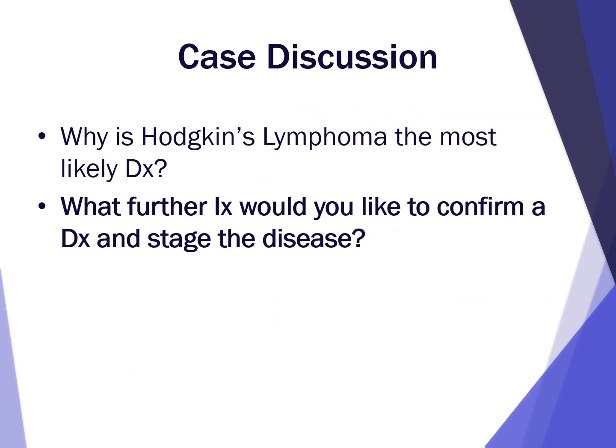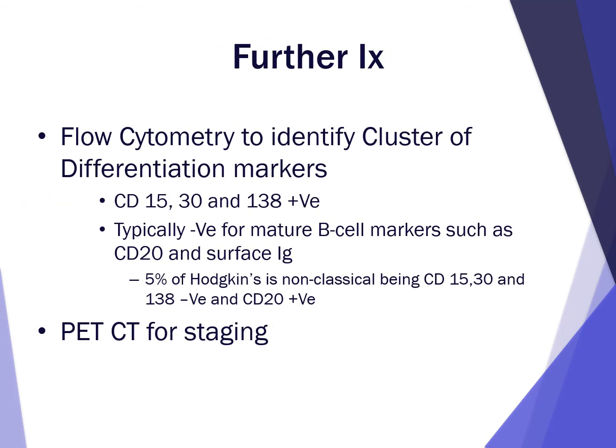We will now discuss what further investigations you would like to order in order to confirm a diagnosis of Hodgkin's lymphoma and stage the disease. The first investigation would be flow cytometry to identify the cluster differentiation markers. Cluster differentiation markers, put simply, are cell surface molecules the combination of which are unique to different cell types and can be used to identify cells.